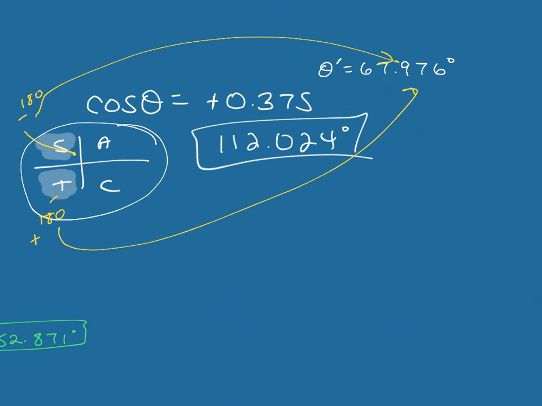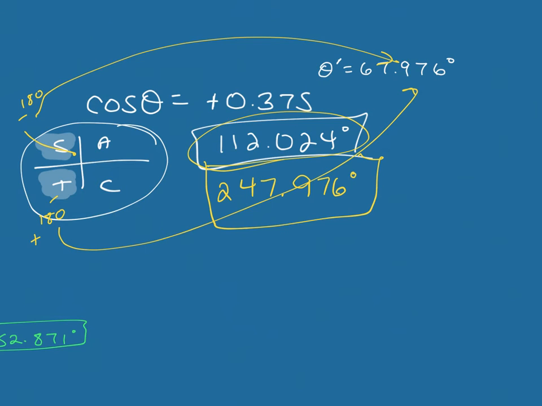180 minus 67.976. And I get 112.024, which should make sense. And then 180 plus 67.976. And I get 247.976.